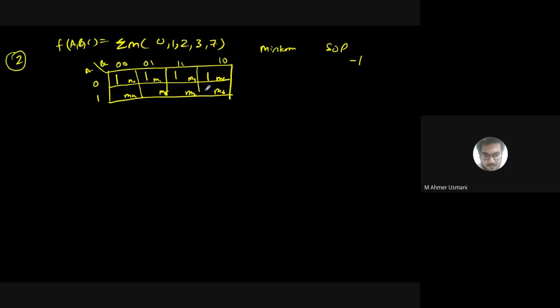M7 is over here, put 1 over here. In the rest of the places, put zeros. Okay, so what you need to do is make a group. Group of 8, is it possible?